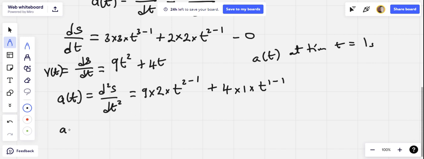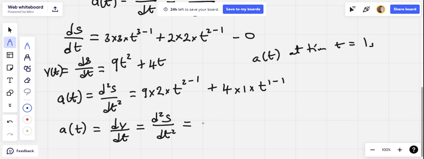So our instantaneous acceleration, which is the same thing as dv/dt, which is the same thing as d squared s over dt squared, will be equal to 9 times 2, which is 18t raised to the power of 2 minus 1, that is 1. 18t raised to the power of 1, but we don't write the 1 there, plus 4 times 1, 4.